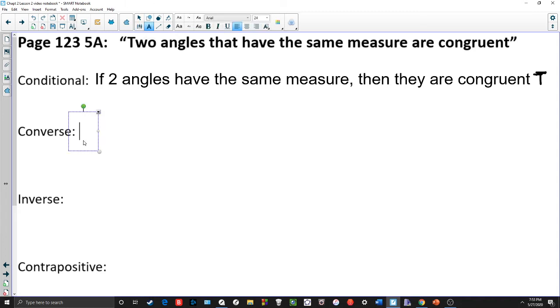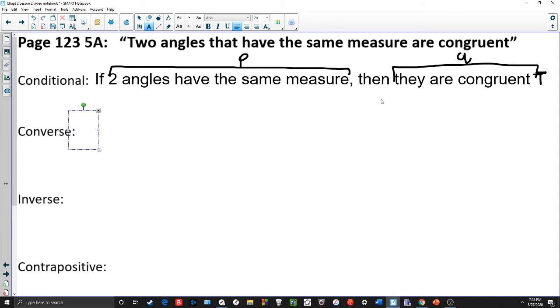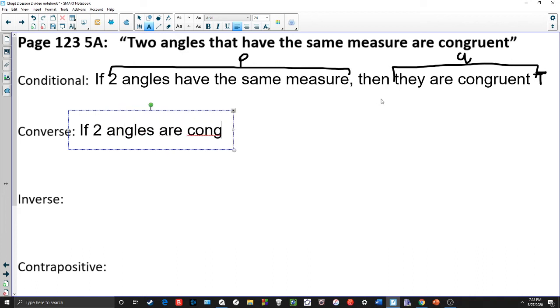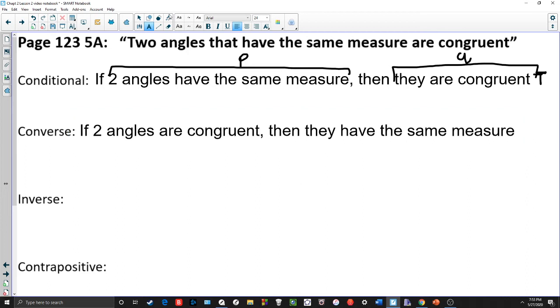So the converse would be the flipped form. So again, I'll even write down here: two angles have the same measure, that's my P. Then they are congruent, that's my Q. The converse is the flipped form of this. So the converse says swap P and Q. So if two angles are congruent, then they have the same measure.